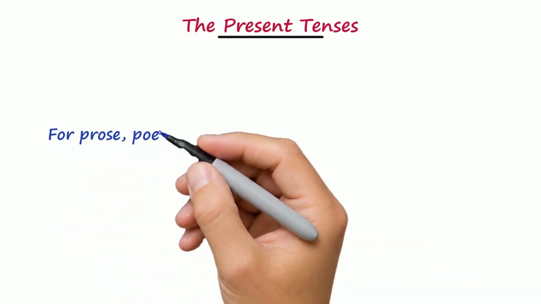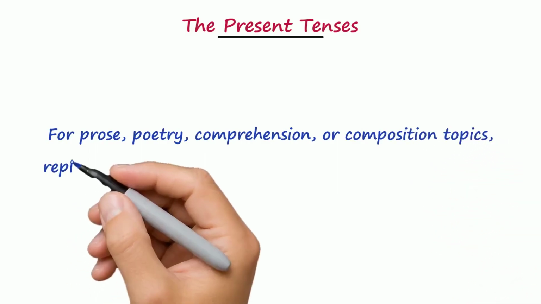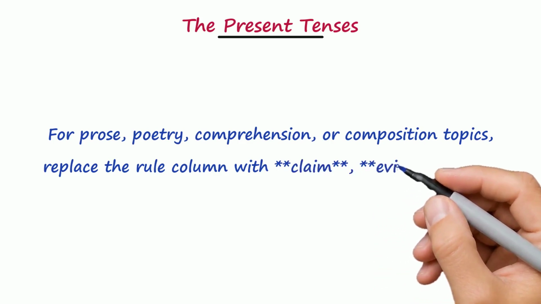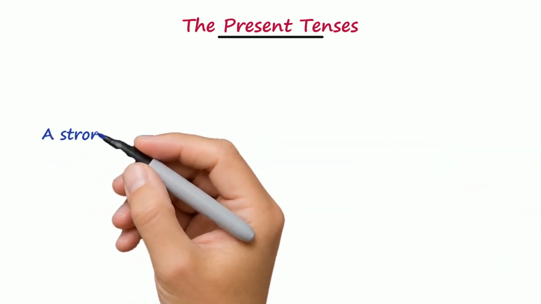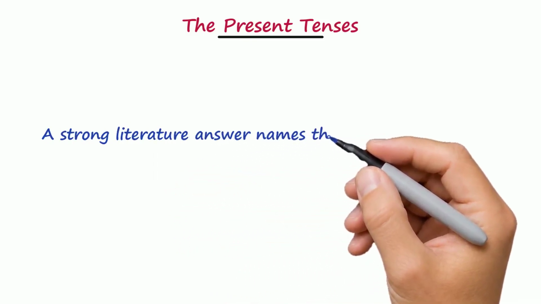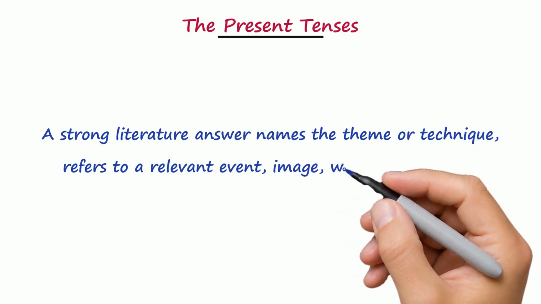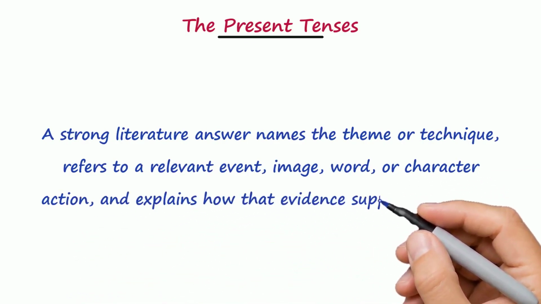For prose, poetry, comprehension, or composition topics, replace the rule column with claim, evidence, and explanation. A strong literature answer names the theme or technique, refers to a relevant event, image, word, or character action, and explains how that evidence supports the claim.